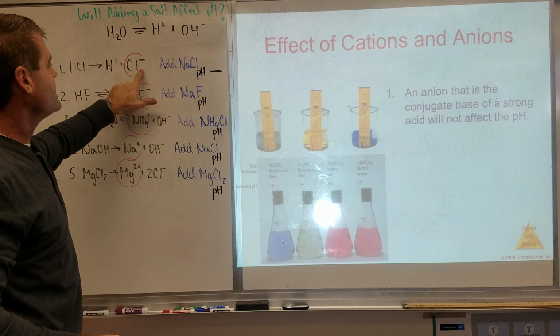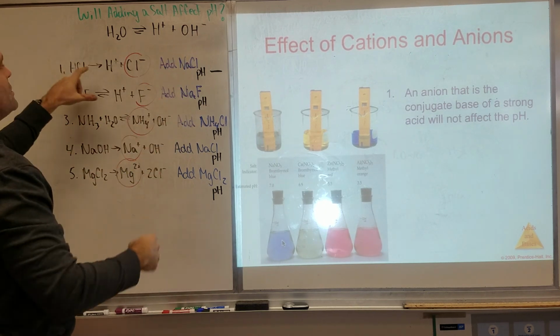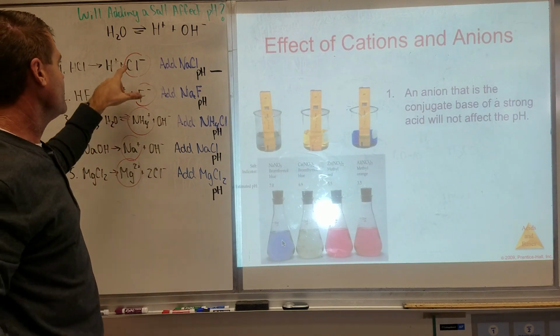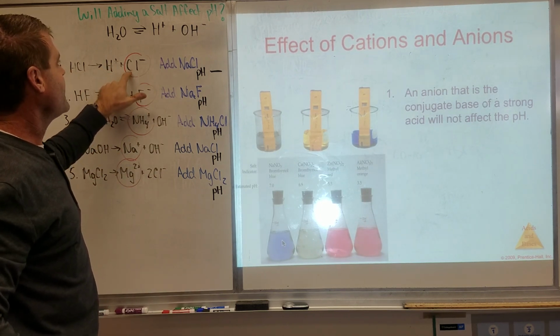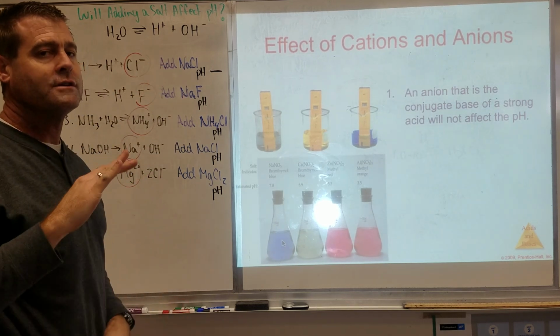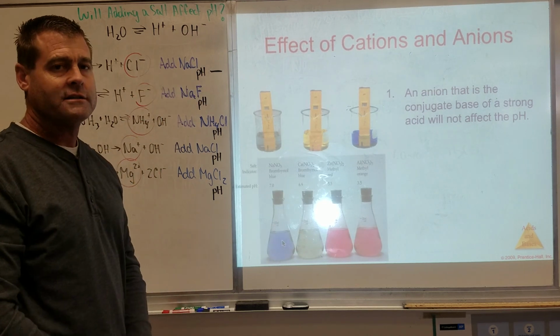Because this is the conjugate base of a strong acid. What do we already know? The HCl completely dissociates. The Cl minus and the H plus ions have very little attraction for each other. So when you put these types of negative ions in solution, it will not readily combine with H plus, and therefore it's not going to affect the concentration. You'd expect to have zero effect on the pH.